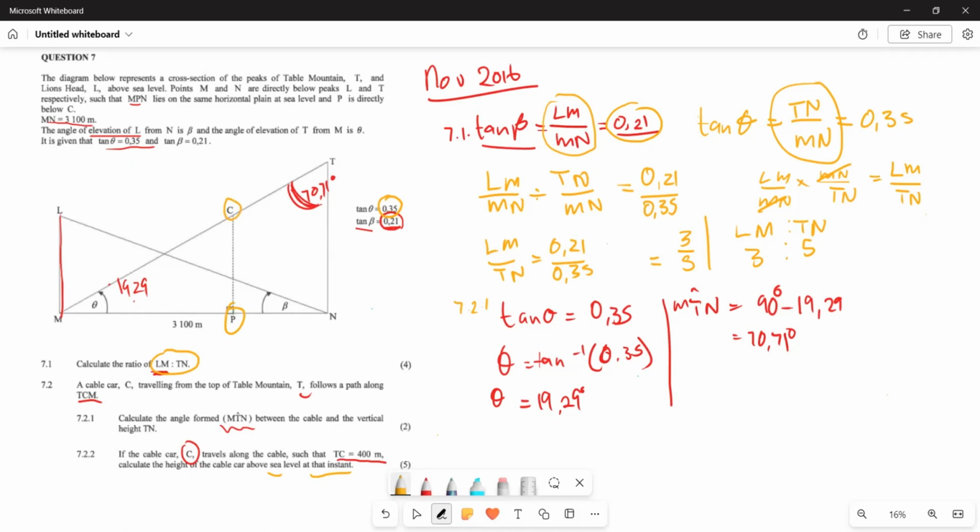Now, in order for us to get our height CP, what is it that we are going to do? Our point of focus is going to be limited. Firstly, we are going to calculate our side TM. You can start by calculating this side here, your side TM. And how can you calculate your side TM in this regard?